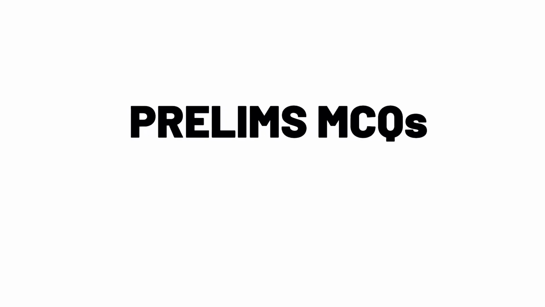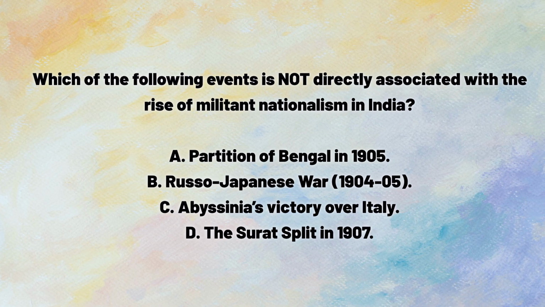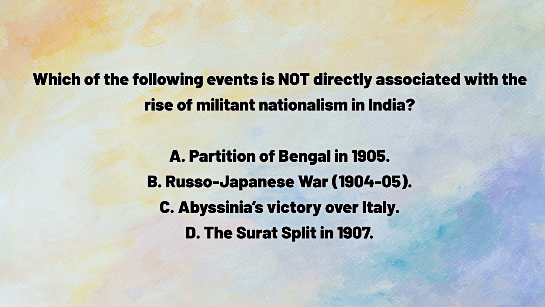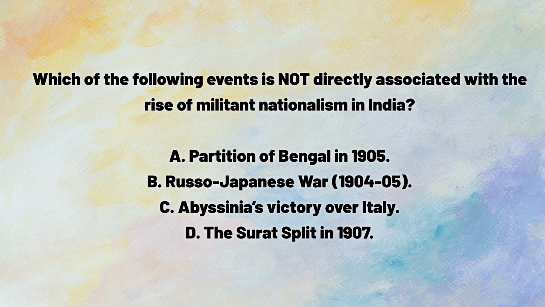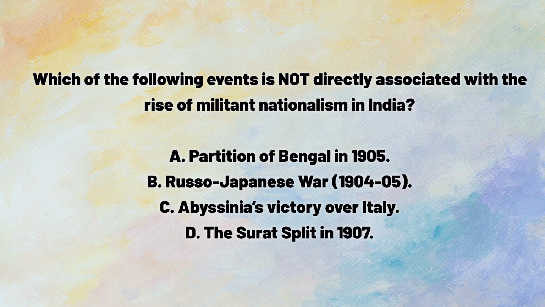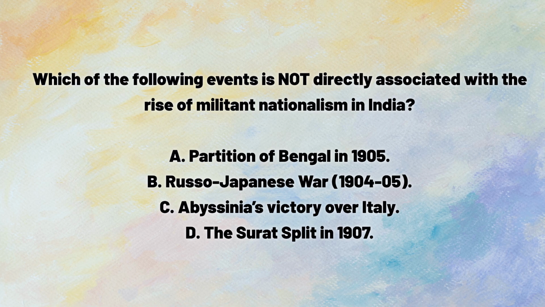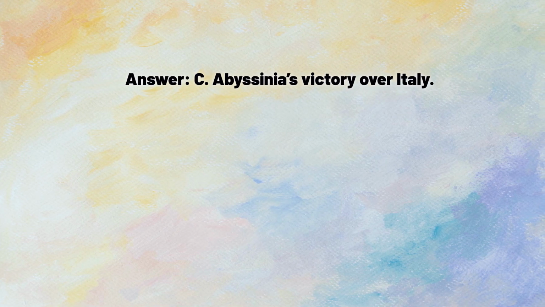Prelims MCQs. Which of the following events is not directly associated with the rise of militant nationalism in India? A. Partition of Bengal in 1905. B. Russo-Japanese War, 1904-05. C. Abyssinia's victory over Italy. D. The Surat Split in 1907. Answer: C. Abyssinia's victory over Italy.